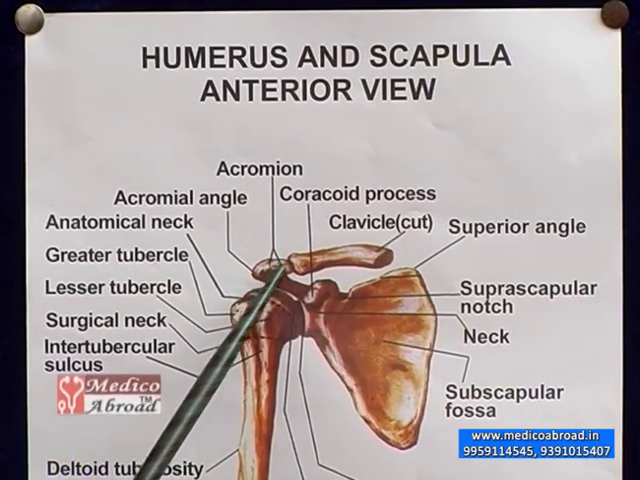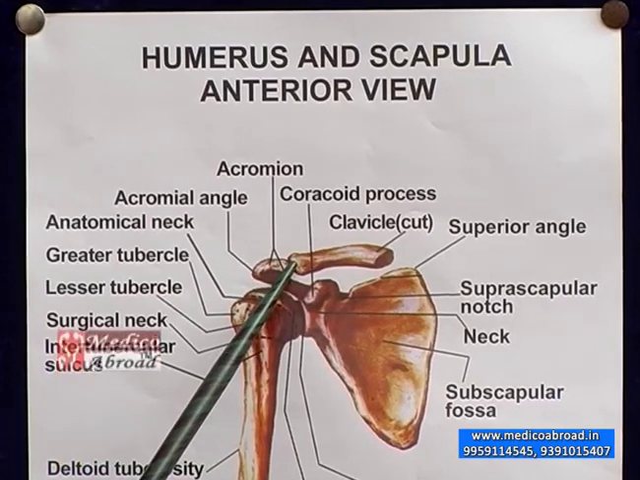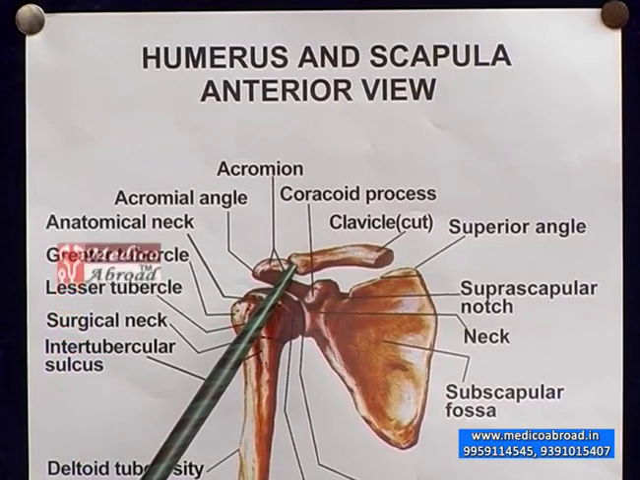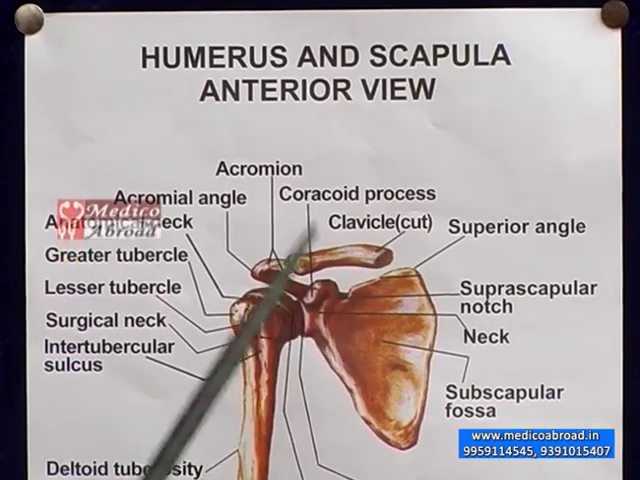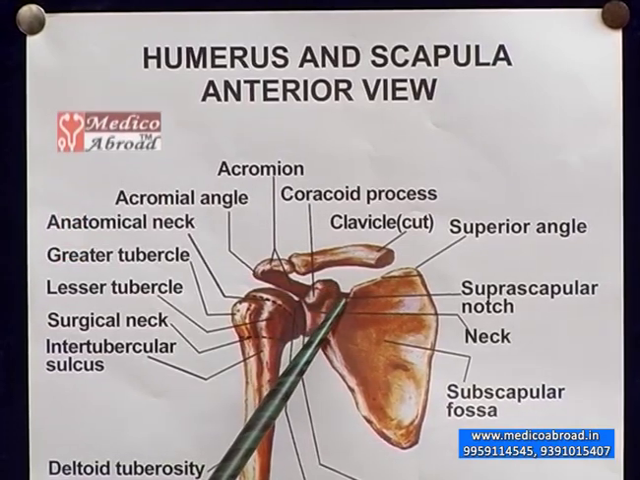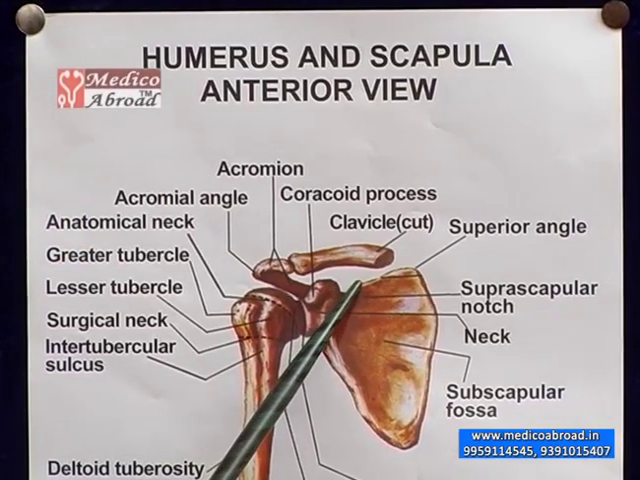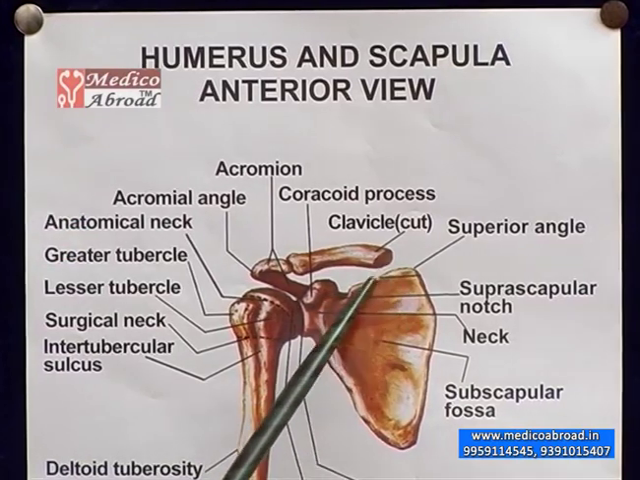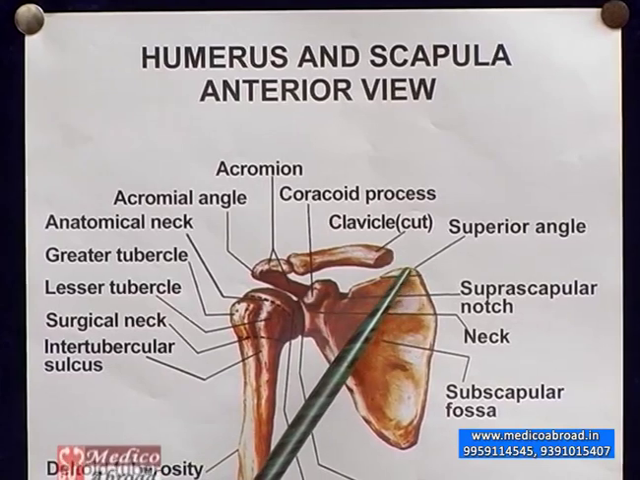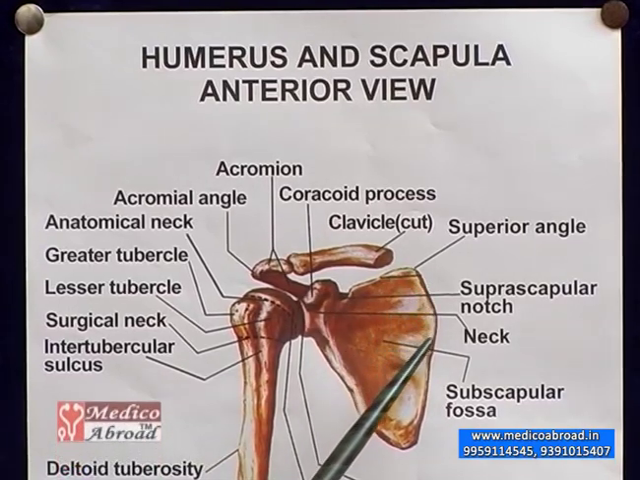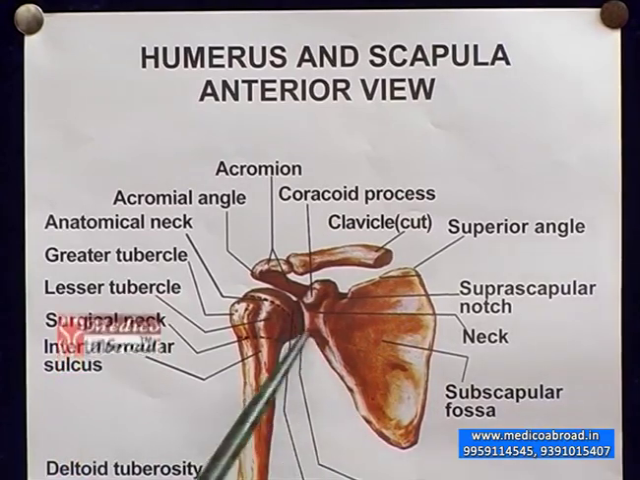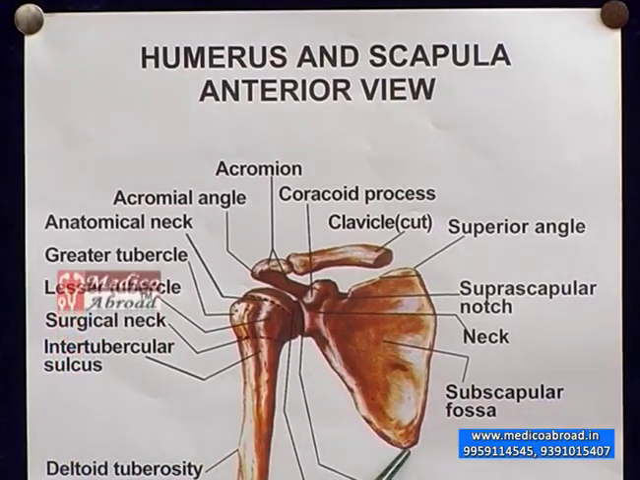The acromion articulates with the acromial end of the clavicle. It forms the acromioclavicular joint. That is the cut end of the clavicle. Now if you follow the coracoid process, you will find the suprascapular notch, the superior angle of the scapula, the superior border, superior angle of the scapula turning into its medial border, inferior angle and lateral border of the scapula.